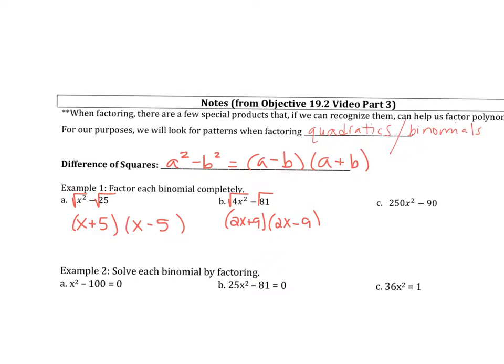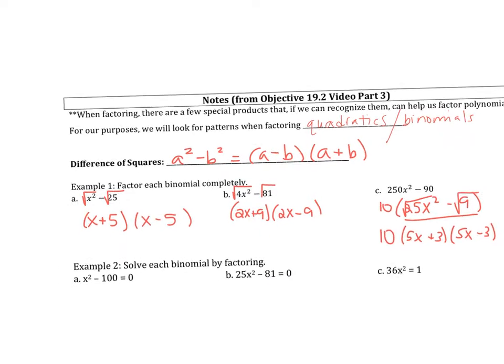So on C, we notice that there's a GCF between 250 and 90, and that GCF is 10. So we're going to factor that out of both pieces. 250x squared divided by 10 is 25x squared, and 90 divided by 10 is 9. So now notice that the thing in parentheses is the difference of two squares. So we have 25 and 9, and those are both perfect squares. So our 10 is going to be part of our answer. We're going to do two sets of parentheses. Take the square root of the first thing, that's 5x, and the square root of the second thing, which is 3. And we have a plus and a minus, and that's it.